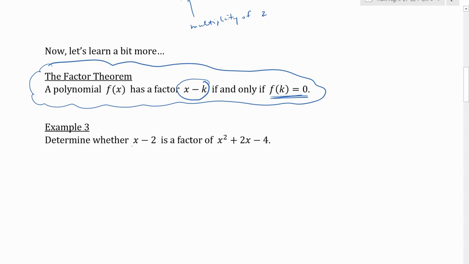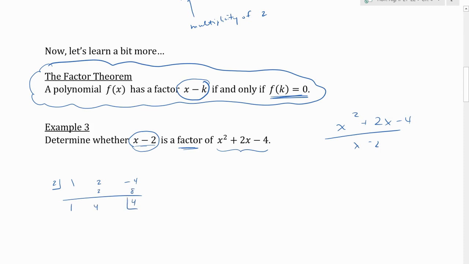So if we're trying to decide if x minus 2 is a factor of this, okay, well, this is kind of a little bit silly because we could just see if it factors. But if you want to know if x minus 2 divides into this evenly, that's the question. Then let's do synthetic division because we're just dividing by x minus 2. Put the 2 in the box. 1, 2, negative 4.